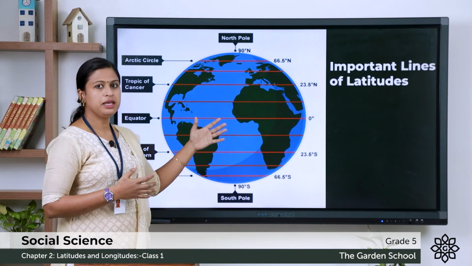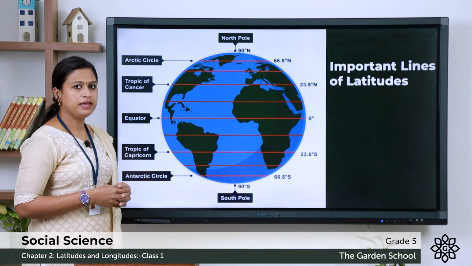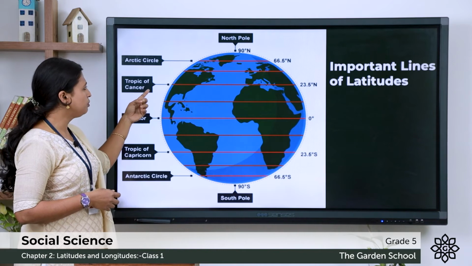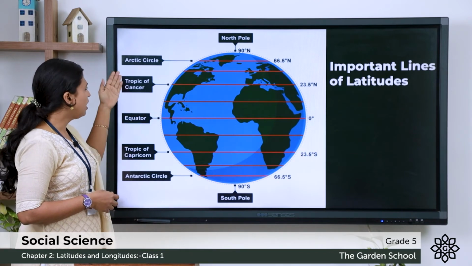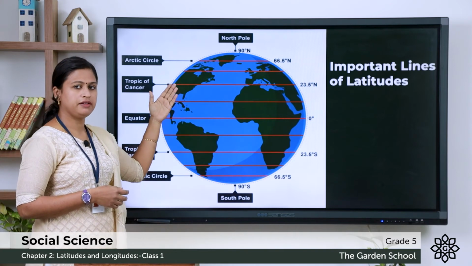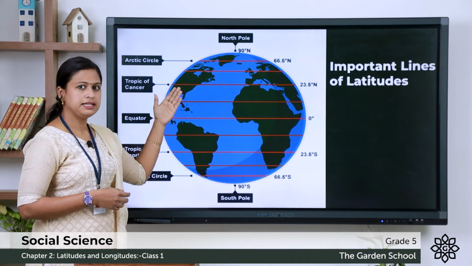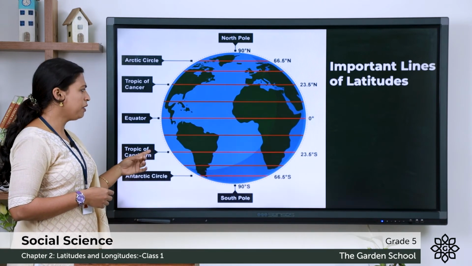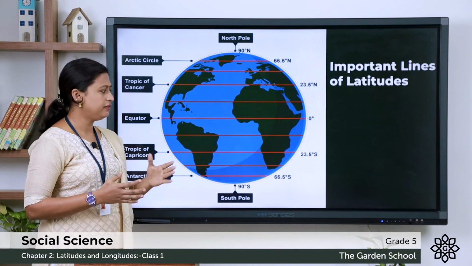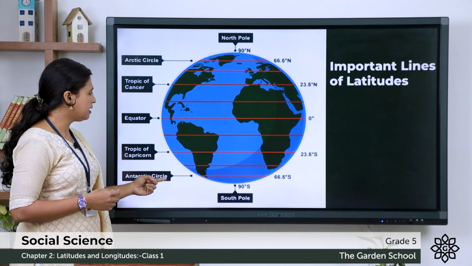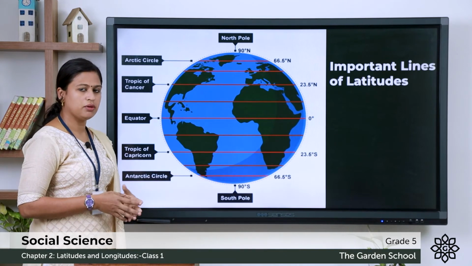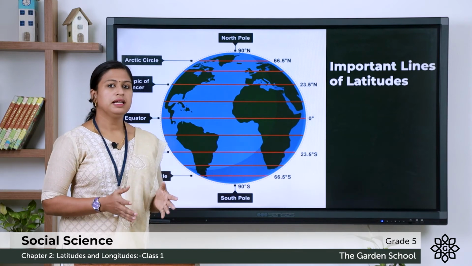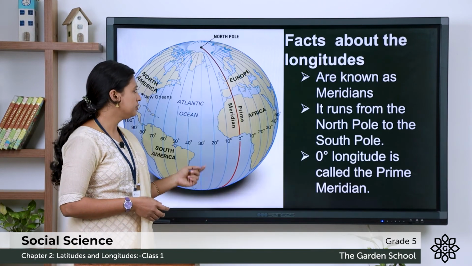This shows you the important lines of latitude. Here we can see the equator at 0 degree, Tropic of Cancer at 23.5 degree north, Arctic Circle at 66.5 degree north, and North Pole at 90 degree north. In the southern hemisphere, we have Tropic of Capricorn at 23.5 degrees south, Antarctic Circle at 66.5 degrees south and the South Pole at 90 degrees south. Now, let's discuss the longitudes.